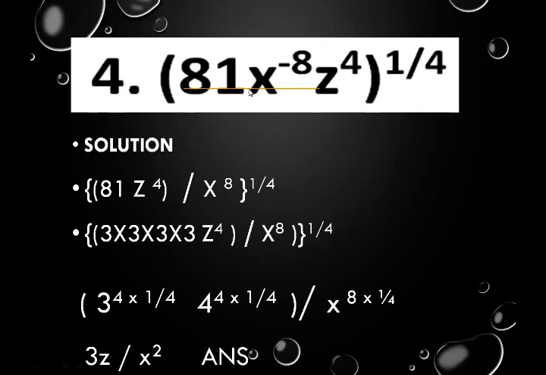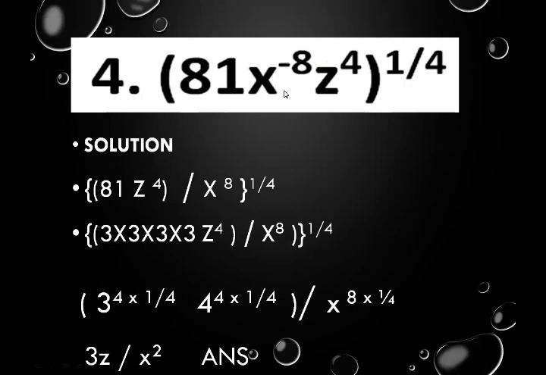Then z to the power 4 multiplied by 1 over 4. Make it correct: 3 to the power 4 multiplied by 1 over 4, multiplied by z to the power 4 multiplied by 1 over 4, all in the numerator. Then in the denominator we have x to the power 8 multiplied by 1 over 4.